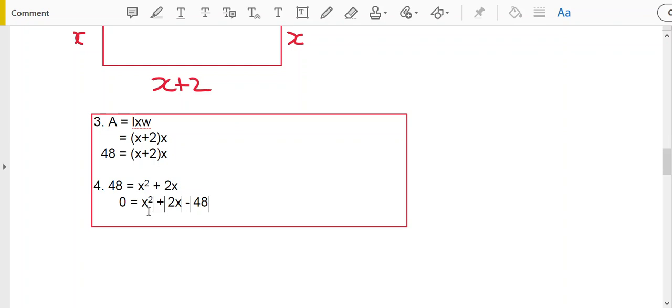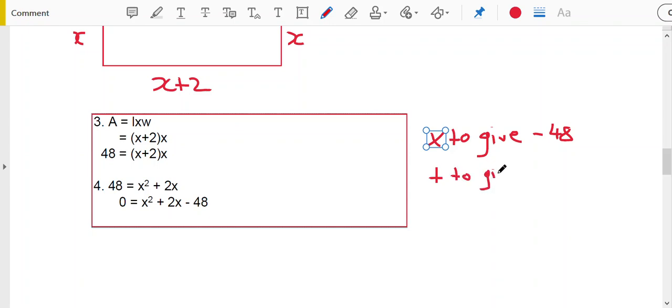So have a look at the quadratic. It's 3 terms, so it's a trinomial. The number in front of x squared is 1, so it's monic. Okay, so I'm going to need to find 2 numbers that multiply to give negative 48. And those numbers have to add up to give positive 2.